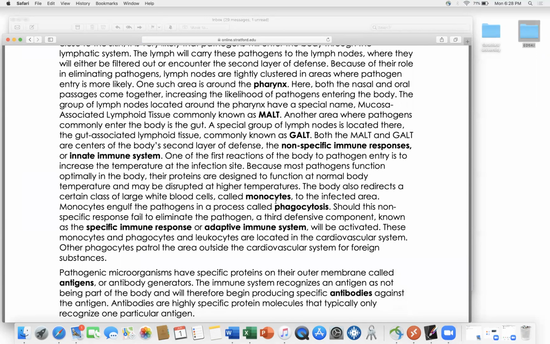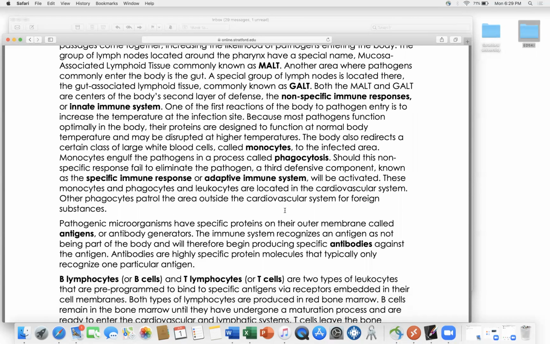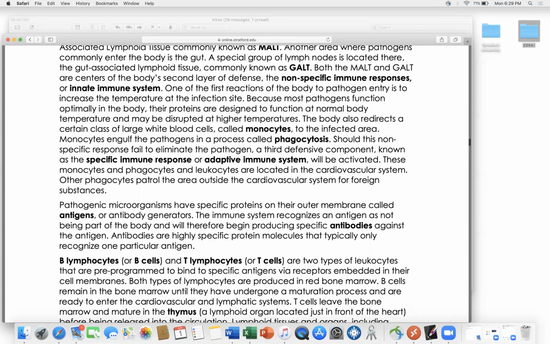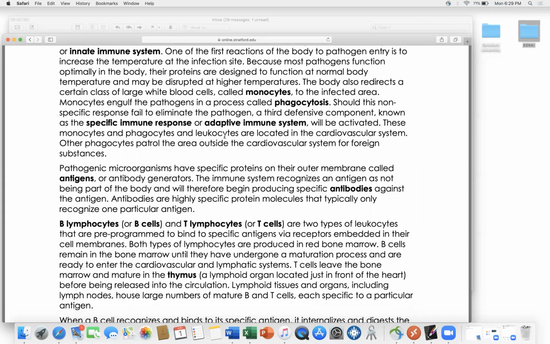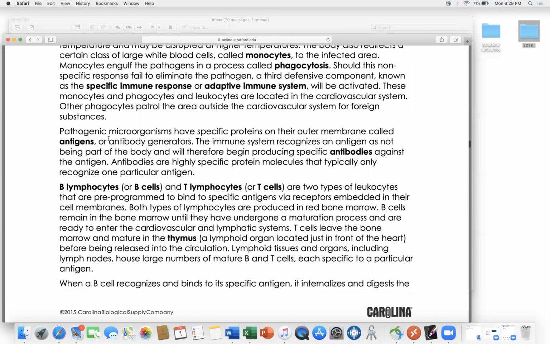Like I stated earlier, the non-specific immune response, or innate immune system, is not that smart. It's the first line of defense, and it's non-specific. But since pathogens are specific, we have a specific immune system, and that specific immune system is called the adaptive immune system. And it responds to antigens through these proteins called antibodies. Now, what's an antigen?